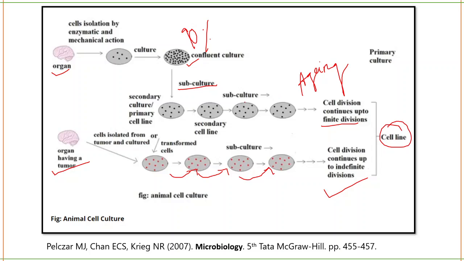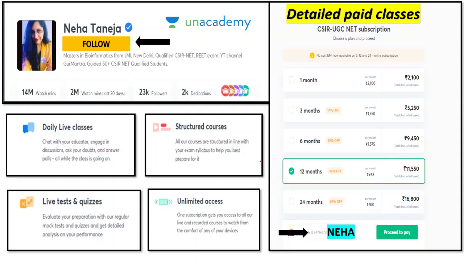Either you can call your secondary culture a cell line, which has finite divisions, or you can call your tumor or cancer subcultures a cell line, which has indefinite or infinite divisions. Okay, I hope you understood the concept of what is animal biotechnology and how you do your primary culture. So that is all for today, guys.